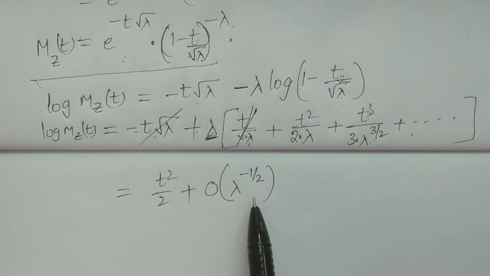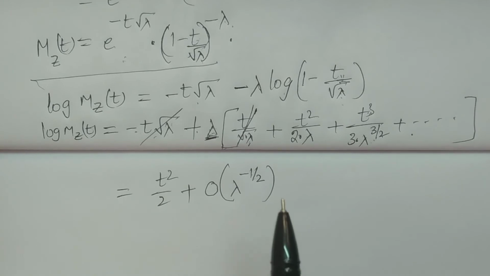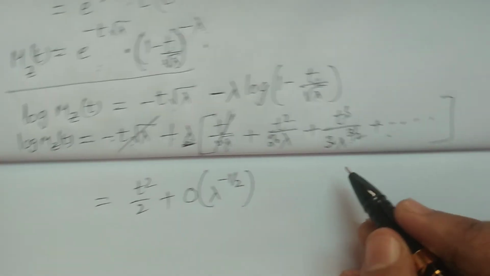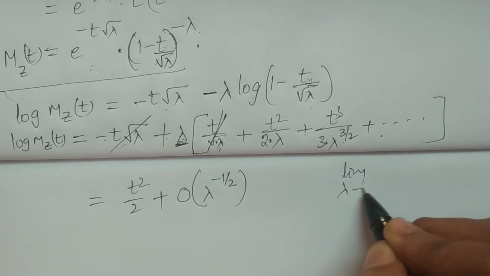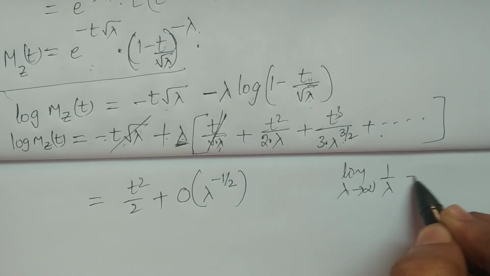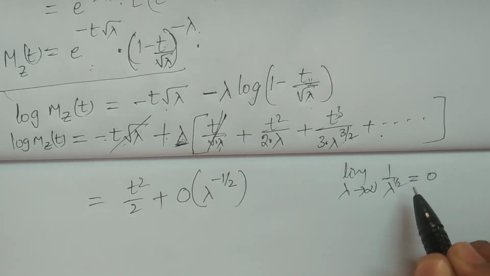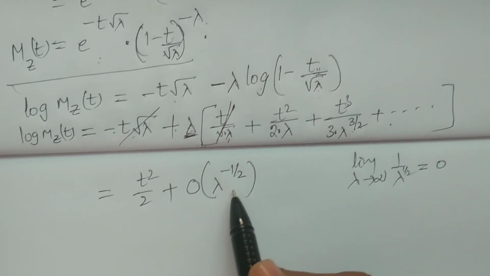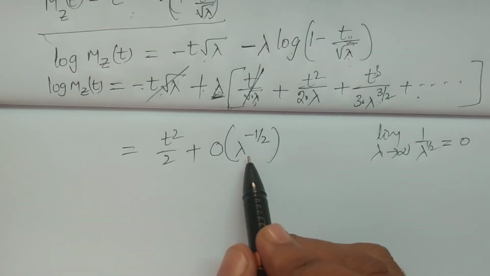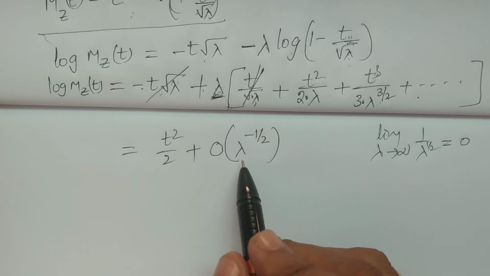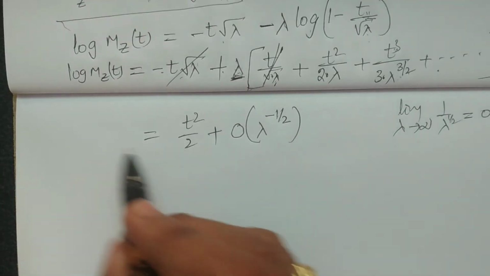So why are we writing this? Because by applying the limit lambda tends to infinity, 1 by lambda always tends to 0, whether it is lambda power 1 by 2 or lambda power 2 by 2 or lambda power 3 by 2, etc. All the terms become 0. For example, limit lambda tends to infinity, 1 by lambda tends to 0. That is what we are writing, whether it is lambda power 1 by 2 or 2 by 2, 3 by 2, etc. This is nothing but all the powers of lambda being 1 by 2 and more. So therefore, here I am stopping.